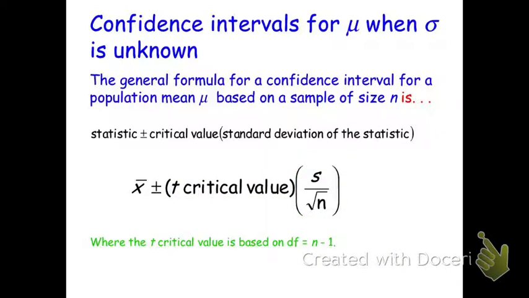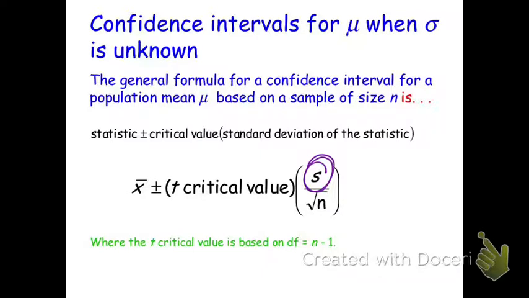So since sigma is unknown, we're going to change the sigma to S. Everyone cross out the sigma and put in S. For sampling distributions, it's sigma over the square root of n. But for confidence intervals, it's going to be S because sigma is unknown. So sigma is just for sampling distributions.